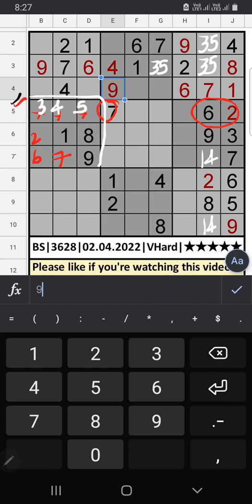Fifth row and 7th row we have 7. So 7 can't come in these cells. 7 is confirmed here. Then only 2 numbers are remaining, 2 and 6. Column C we have 2. So 2 can't come in this cell. 2 is confirmed here. Then 6 is here.